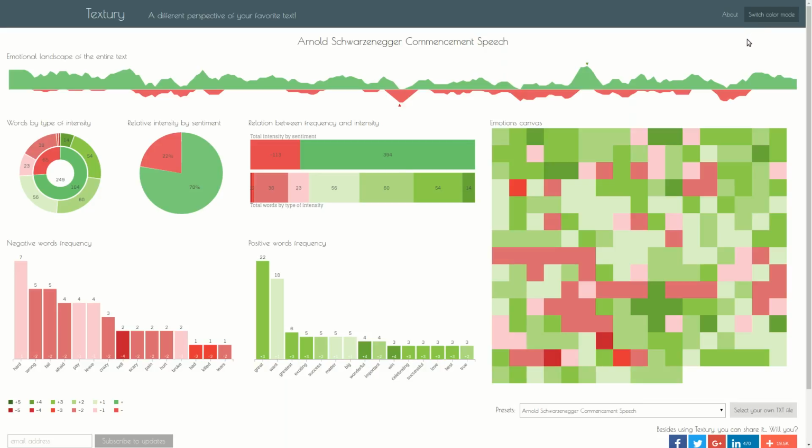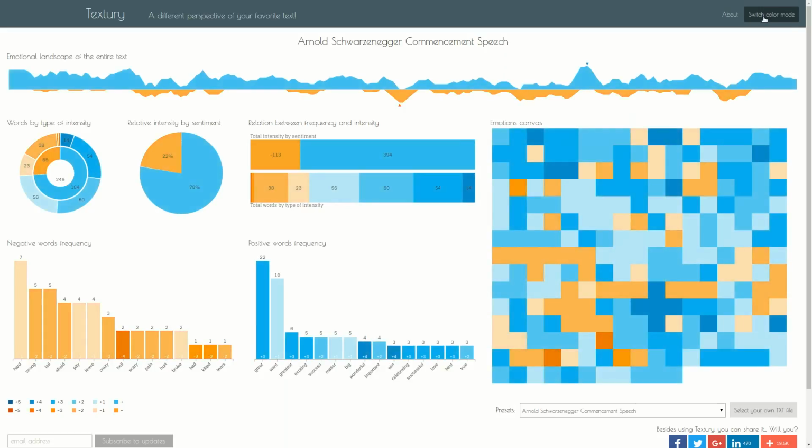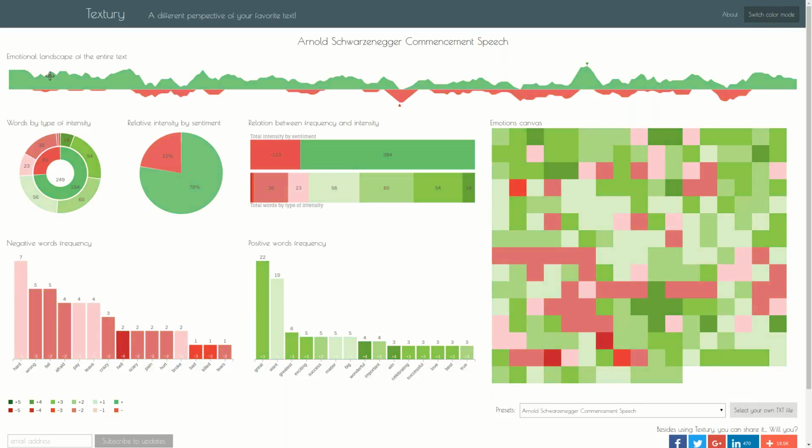By the way, for those of you that don't like this color scheme, you can switch over here to a more friendly to some people color mode, or you can switch back. So what do we have here? The red and green triangles mark the highest negative moment of the text and highest positive moment of the text. We have several charts here which represent the words by type of intensity. So we have here +5, +4, and -5, -4, and so on.